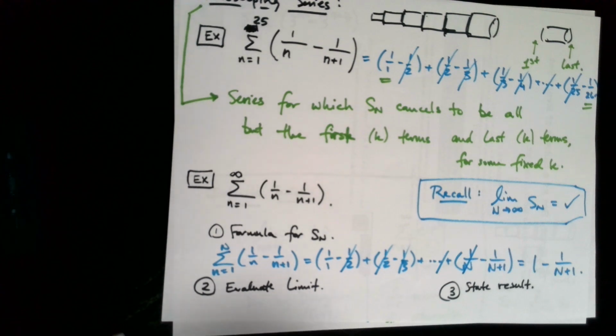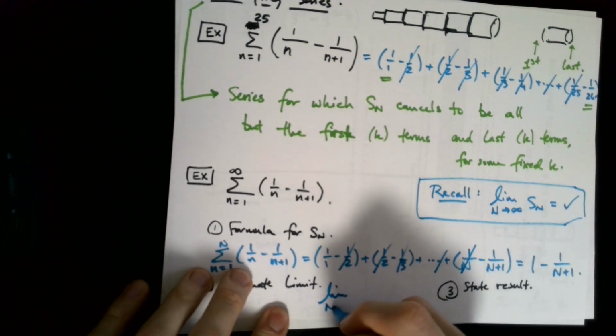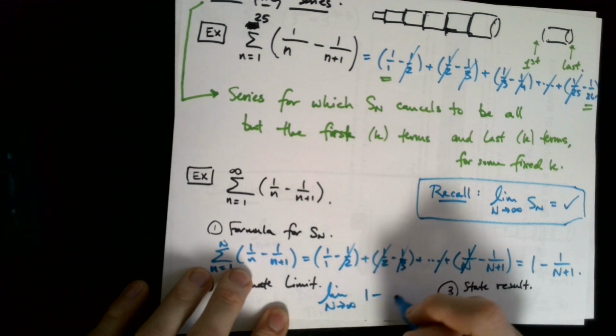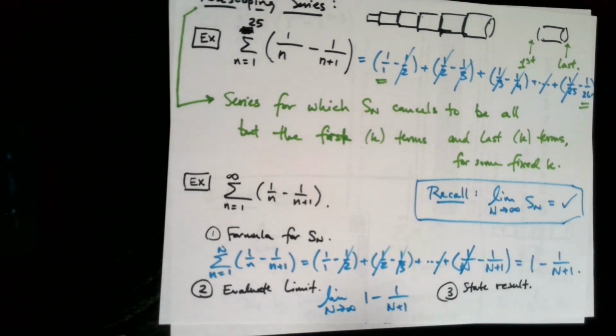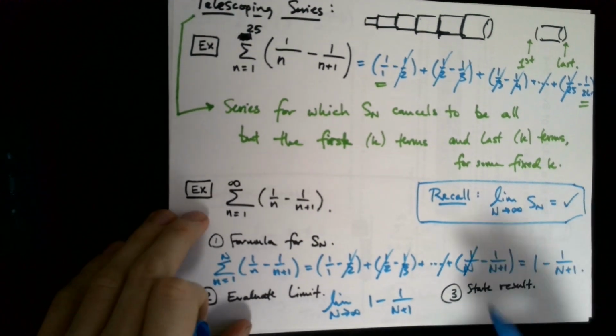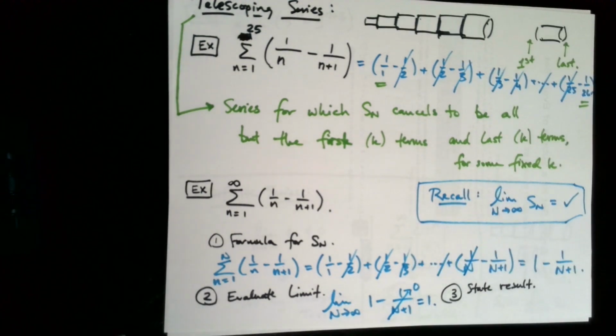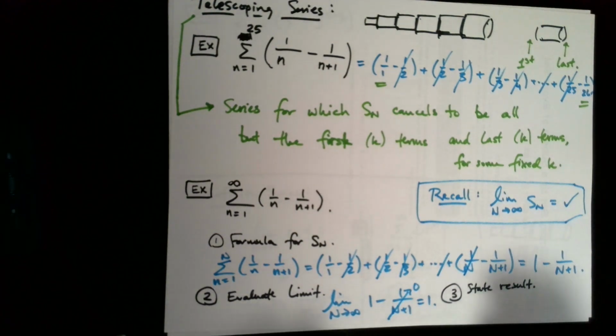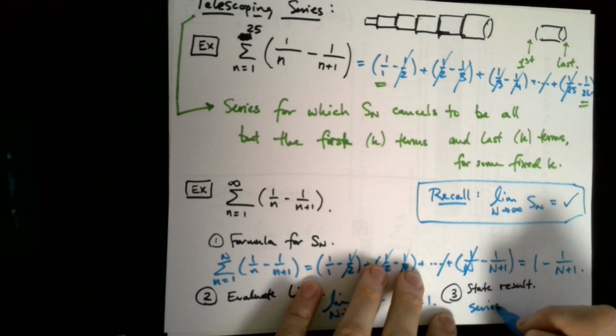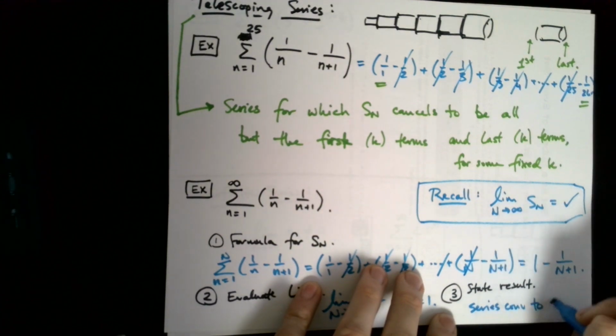So to evaluate this limit, what do we do? We take the limit as n goes to infinity of 1 minus 1 over n plus 1. Note that the fraction that includes n is a bottom-heavy fraction, so as n goes to infinity, that fraction is going to go to 0, and ultimately this limit evaluates to 1. So what does that mean? Well, since the value for Sn as n goes to infinity was 1, that means the sum of our infinitely many numbers is 1. So, state the result. This series converges to 1.